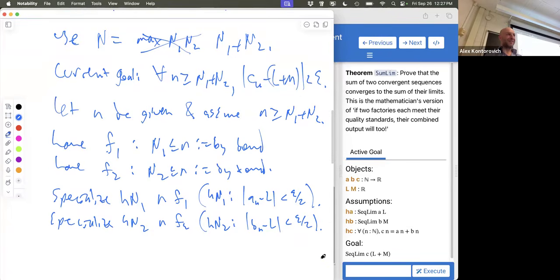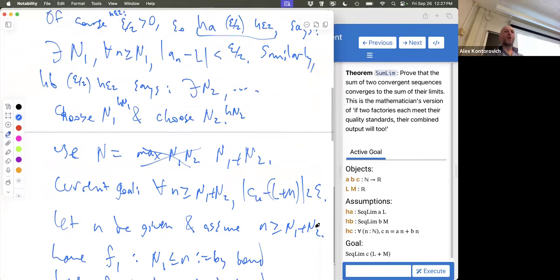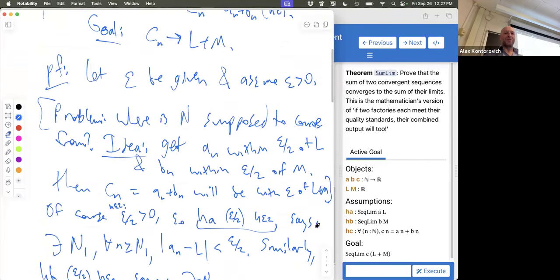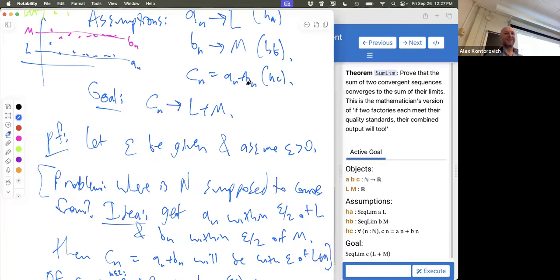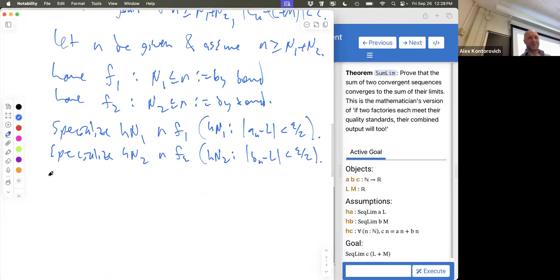Now what? Go ahead, Jeffrey. Triangle inequality. The triangle inequality, we're almost up to the point where we can get the triangle inequality. We haven't used the fact that C is A plus B. So our goal is still that Cn minus L plus M is less than epsilon. So let's specialize HC to N, so that HC now says, not for any n, but for this particular n, Cn is equal to An plus Bn. Brandon, question?